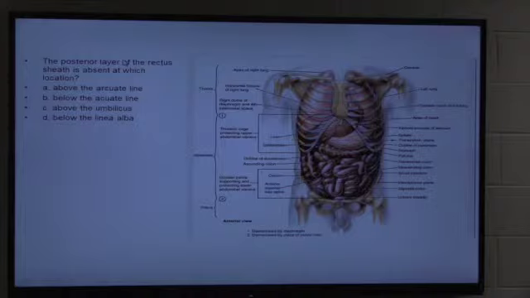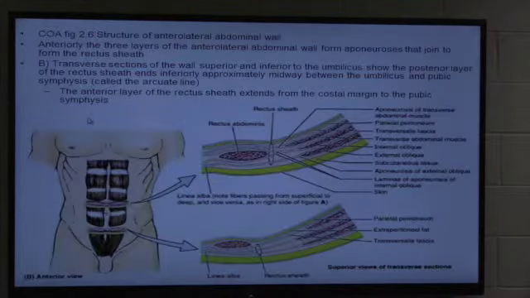The posterior layer of the rectus sheath is absent at which location? Arcuate line, above the umbilicus, below the umbilicus, or the linea alba, which doesn't make any sense because that's a vertical line. So you can toss that one out. So what is the arcuate line? Below the umbilicus, that's not the arcuate line, but you have the three layers that were forming the rectus sheath.